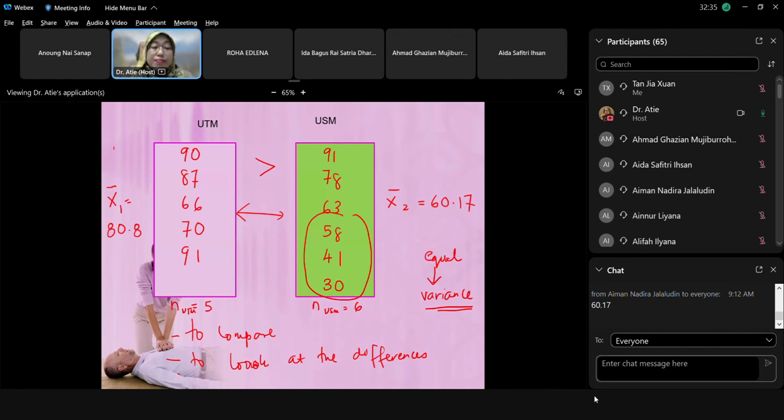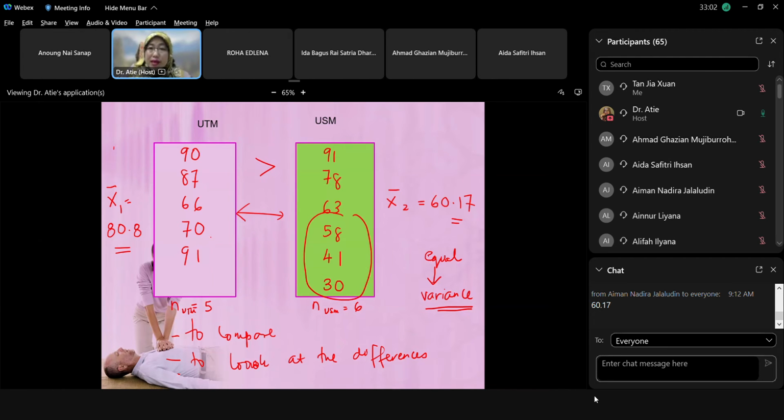All right. So look at the average, or the mean, of these two groups. So what can I say? I don't have to do any analysis. I already know that USM scores are actually lower than the UTM scores, right? So it's very unfair for us to compare the scores between these two groups of students, okay?